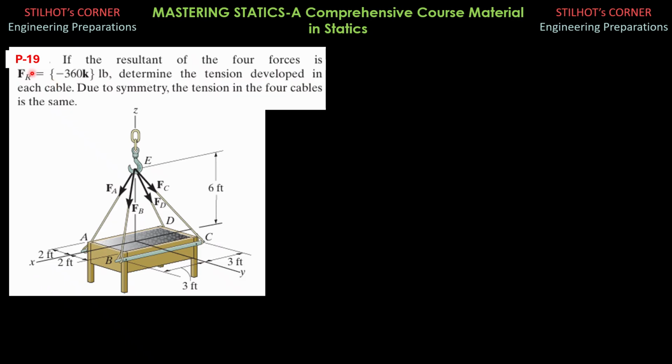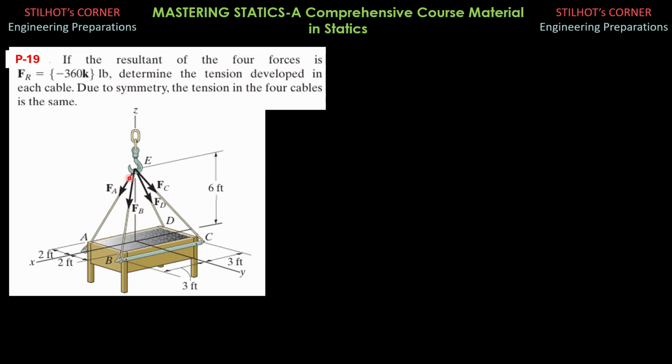So problem 19. If the resultant of the four forces is Fr, negative 360k pounds, determine the tension developed in each cable. Due to symmetry, the tension in the four cables is the same. So take note that the Z component of the cables would be the same also.